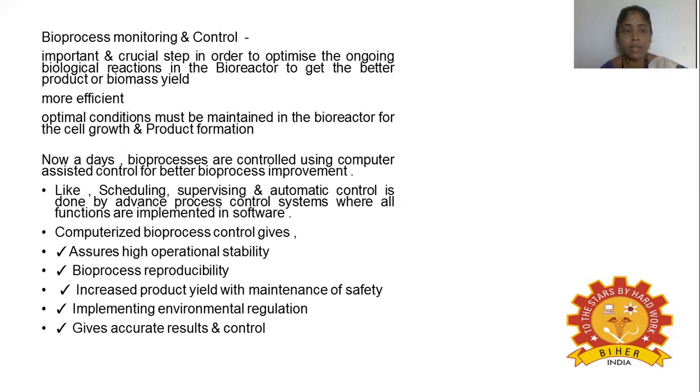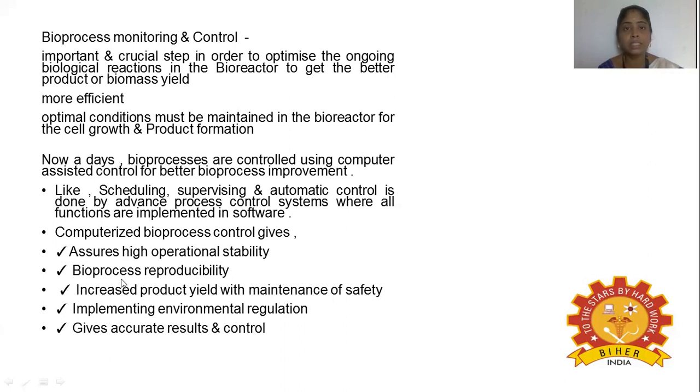So what are the various bioprocess controls? In computer-assisted control, in a control room we have a program that can be scheduled so that it can be supervised. The computer has to be supervised, and automatic control has to be done if a parameter goes beyond the set value that has been set for a particular product. Right. So why do we go for computerized bioprocess control?